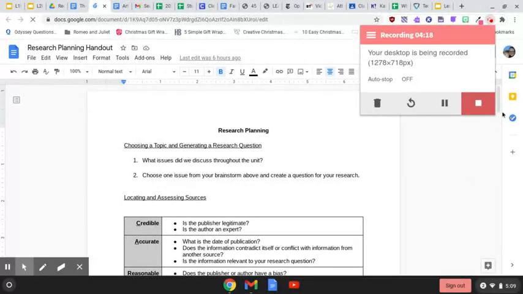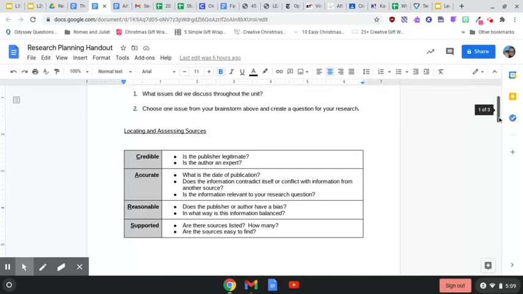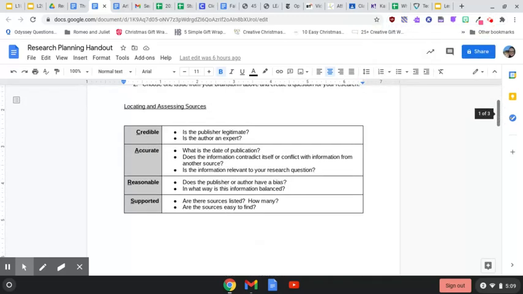Let's also look at locating and assessing sources. The acronym that is used for that is called CARS, because you need to consider whether a source is credible. In other words, is the publisher legitimate? Is the author an expert? If the source is accurate, you need to look at the date of publication, whether the information contradicts itself or conflicts with information from another source, or if the information is relevant to your research question, whether it is reasonable.